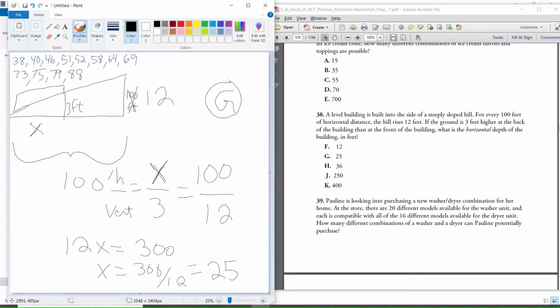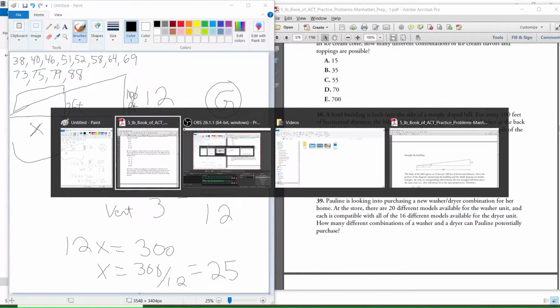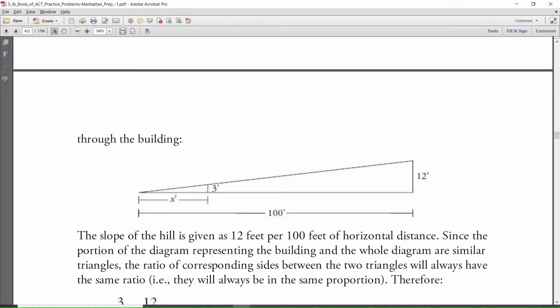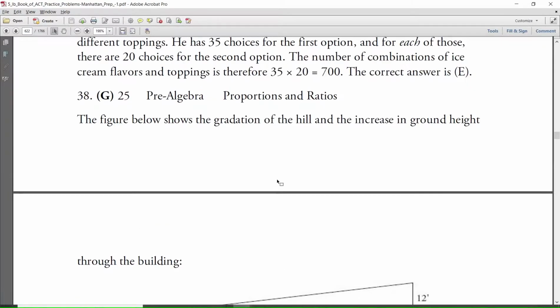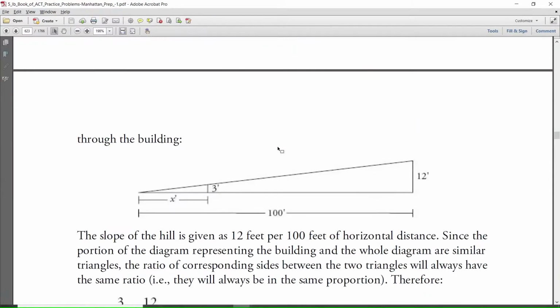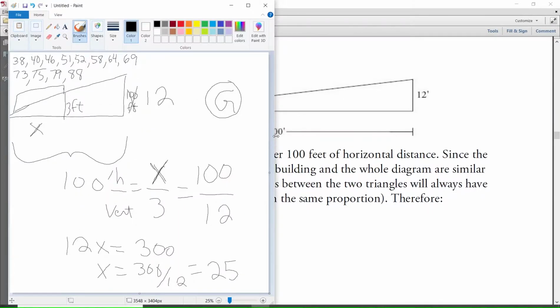So all we had to do is set up a proportion. 100 feet of horizontal distance went up 12 feet. X feet, we didn't know what it was, of horizontal distance went up 3 feet for the hill. So then we had to solve for X. And let us verify that that is the answer. Look, their diagram is so much better than mine. But they say the answer is G, 25. And proportions and ratios again, just as we said. All right, 38 is conquered. We have conquested it.